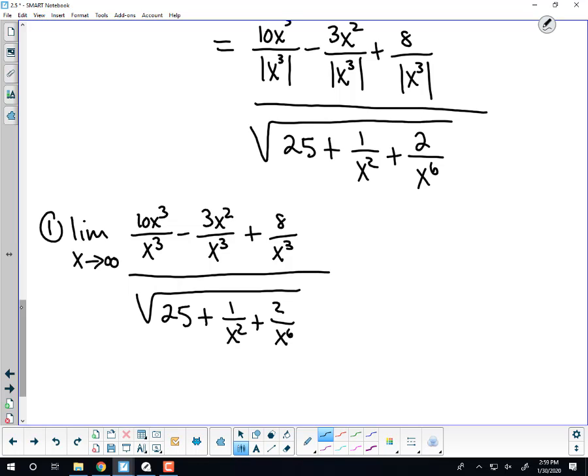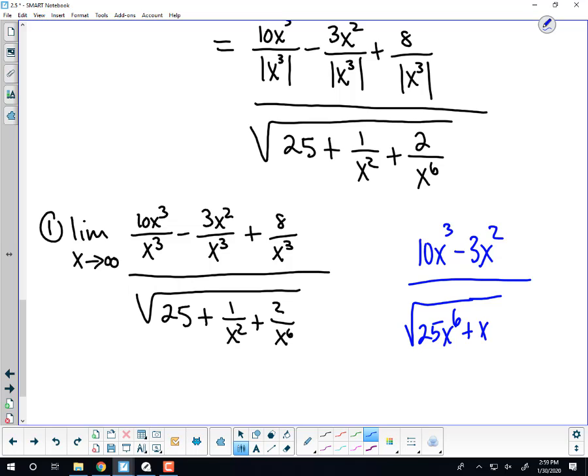Are you going to test us about the easier part of it? I don't have a preference on how you do it. Like I said, you have to be careful though, because what if we had 10x cubed minus 3x squared, over the square root of 25x to the 6th plus x squared, and then out here we had plus another 3x cubed? As long as you know one or the other, I think you would be fine.